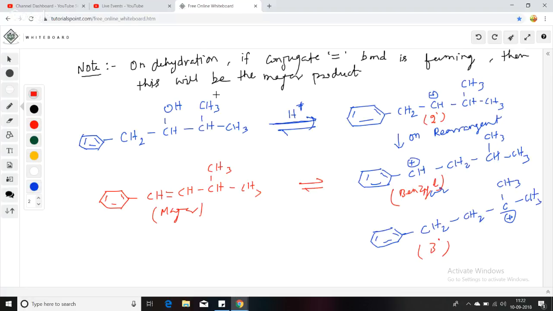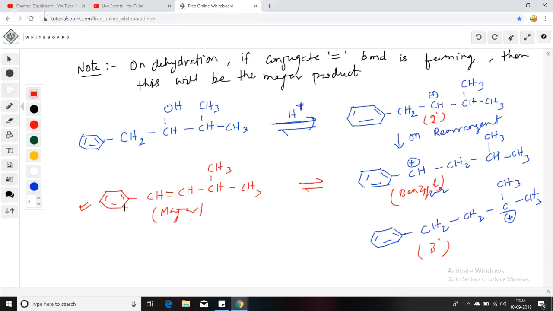That is what the meaning is in dehydration. If a conjugate double bond is forming, then this will be the major product. So you see here, this is the conjugate double bond we have, the major product. So this is also one of the facts you have to keep in mind while forming the major product. These are some important reactions that we have done already.